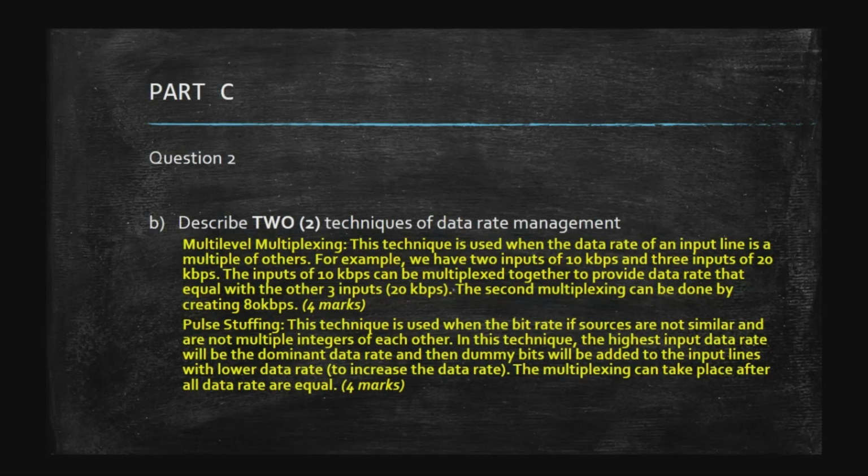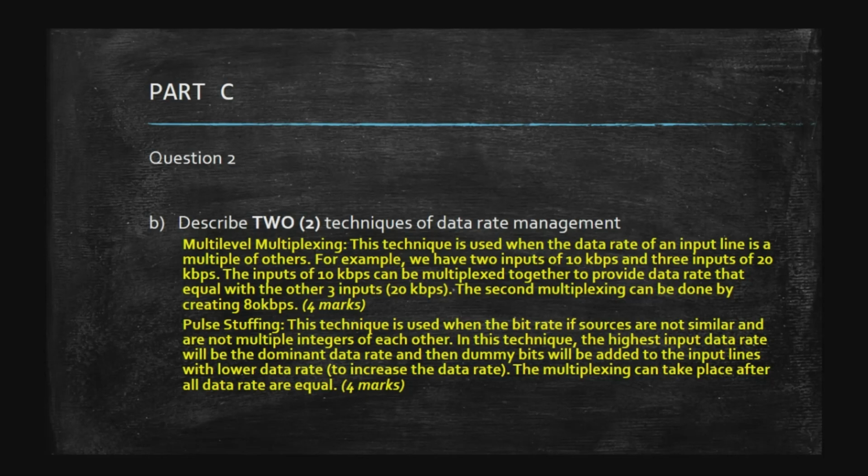Okay, and lastly, describe 2 techniques of data rate management. We have multiple techniques, but this question only asks about 2. One of the techniques is multilevel multiplexing, and you need to discuss and elaborate what multilevel multiplexing is. Give an example, or you may use a figure to explain. Another one is pulse stuffing multiplexing.